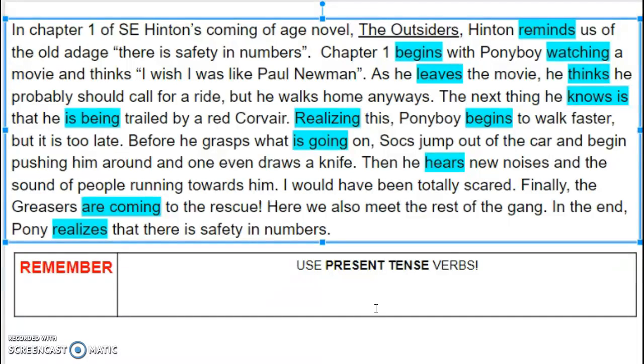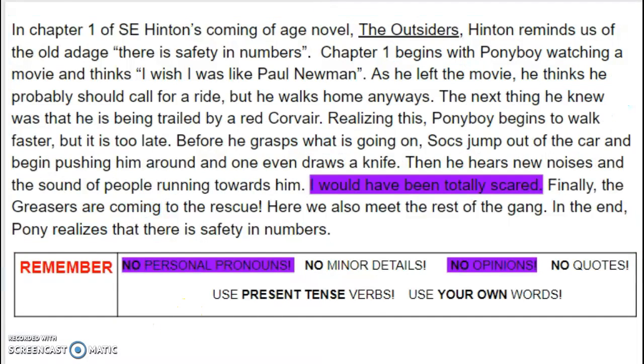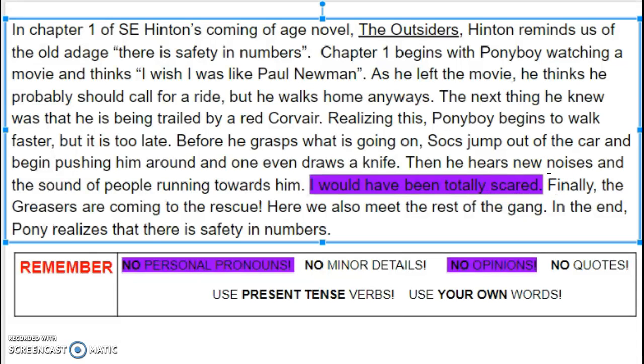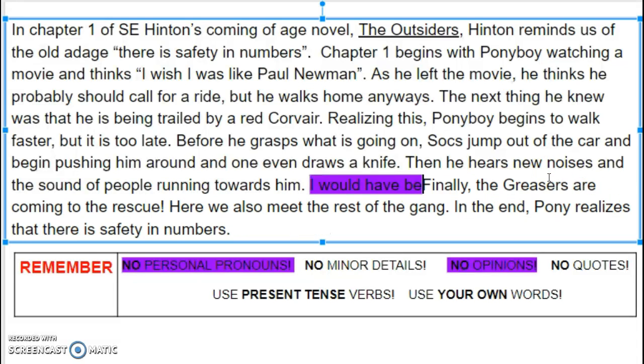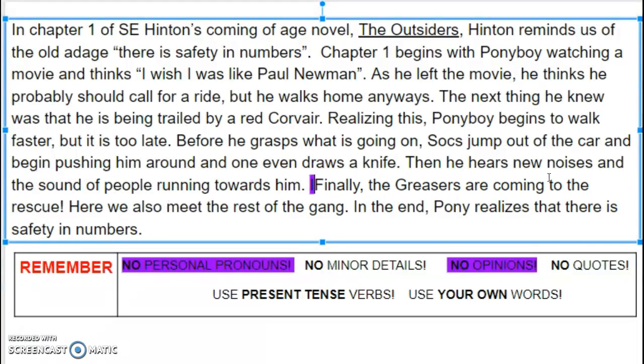The next thing I want to remember is I want to look and make sure that I don't have any opinions or any personal pronouns. Here I find what I have it highlighted in purple. I would have been totally scared. To be honest, when you're writing objective summaries, nobody wants to know what your opinion is. So I'm just going to remove that altogether. That sentence isn't important. Now my writing looks more formal.